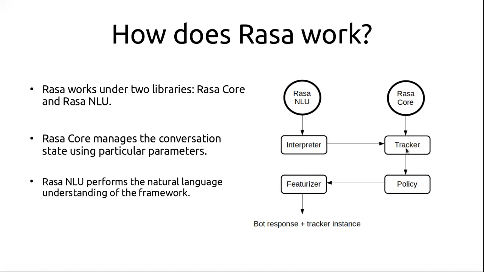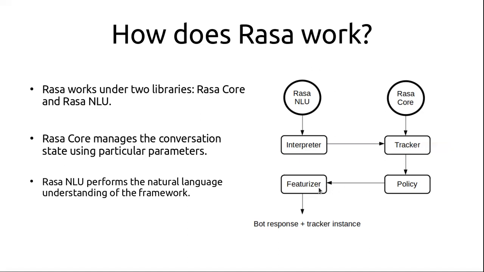The first one is called the tracker, and as the name suggests, it tracks, or keeps the conversation on track, and saves it in memory. While the policy is the decision maker of the framework. It decides on what action the bot should take at every step in the conversation.